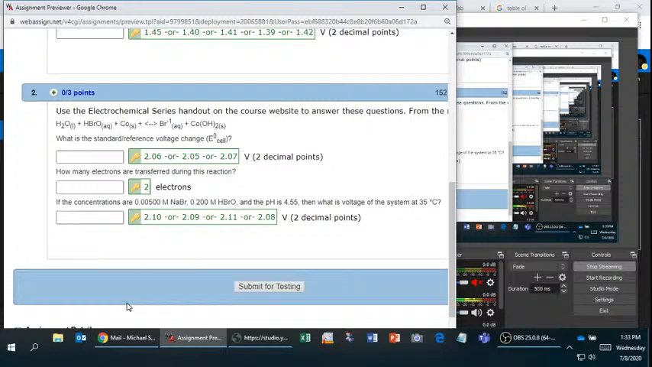What's the standard reference voltage, E naught cell? What's the number of electrons transferred? And what's the actual voltage based on these conditions? And the conditions here are 0.005 molar NaBr, 0.200 molar hypobromic acid, and then a pH here of 4.55. And your temperature here is 35 degrees C.